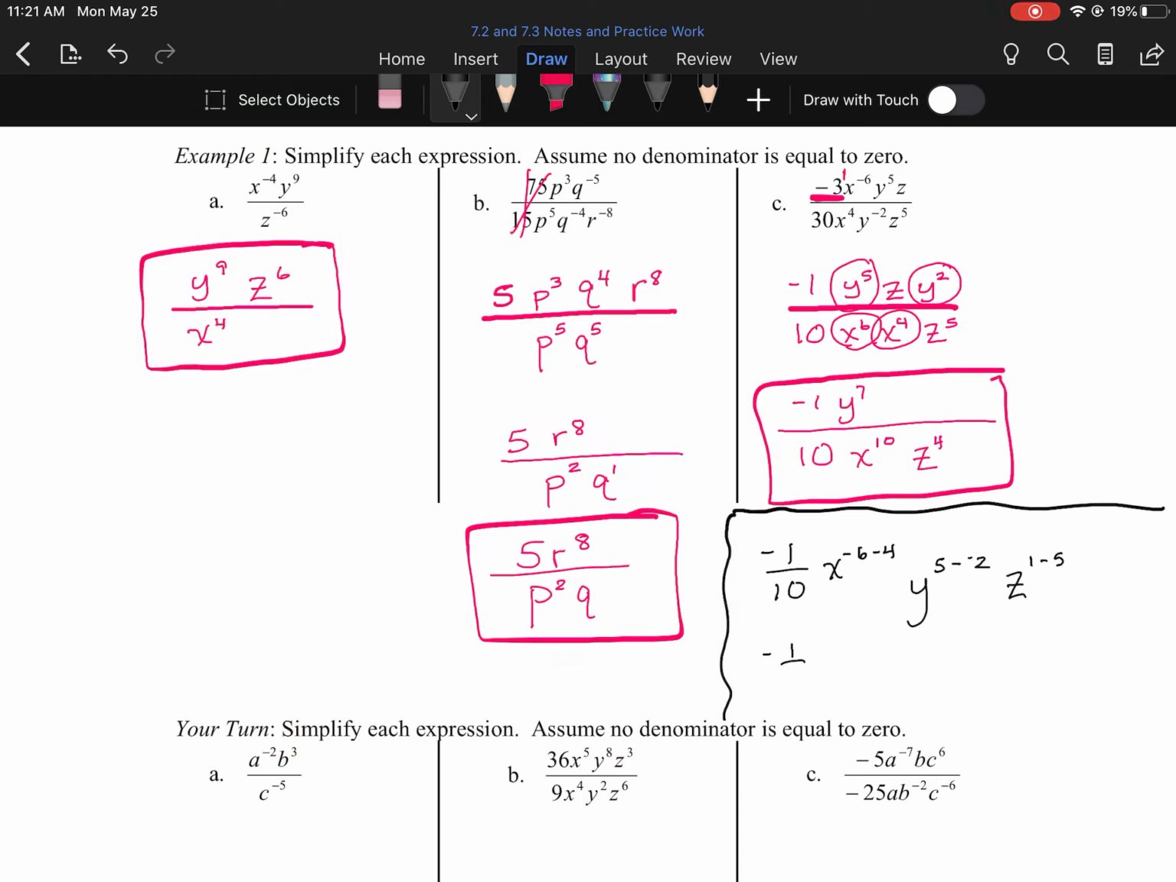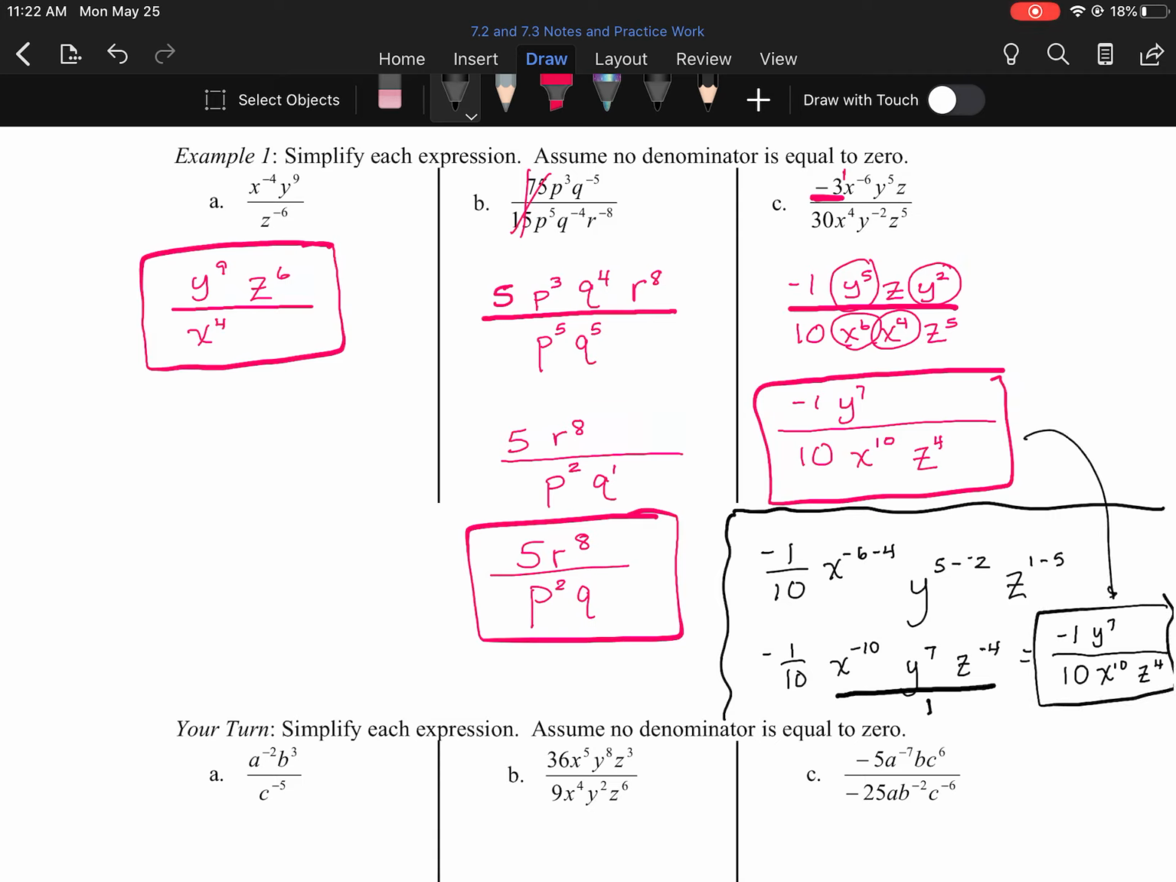So now, I still have my negative 1/10. But now, negative 6 minus 4 is negative 10. 5 minus a negative, well, that's a plus 7. And 1 minus 5, that's a negative 4. And now that we have negative exponents, because you cannot leave them negative, now we need to create our fraction again. My negative 1 is up top, my 10 is on the bottom. All of these here, they're like in a numerator. So that means x to the 10th needs to go to the bottom, y to the 7th stays up top, and z to the negative 4 goes to the bottom and becomes positive. So now you can see that those two answers match.